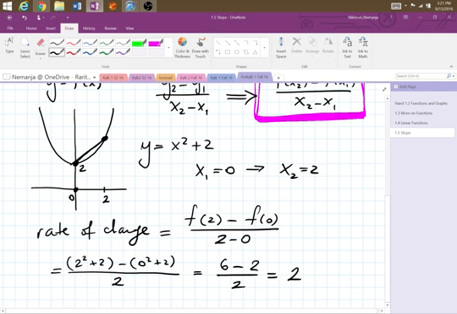So we are just technically redefining the way we write the slope. Instead of y2 minus y1, we now have f of x2 minus f of x1, divided by x2 minus x1.